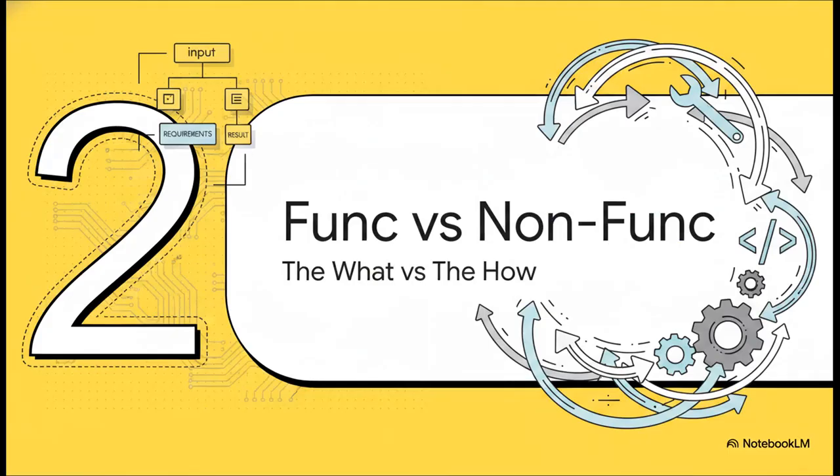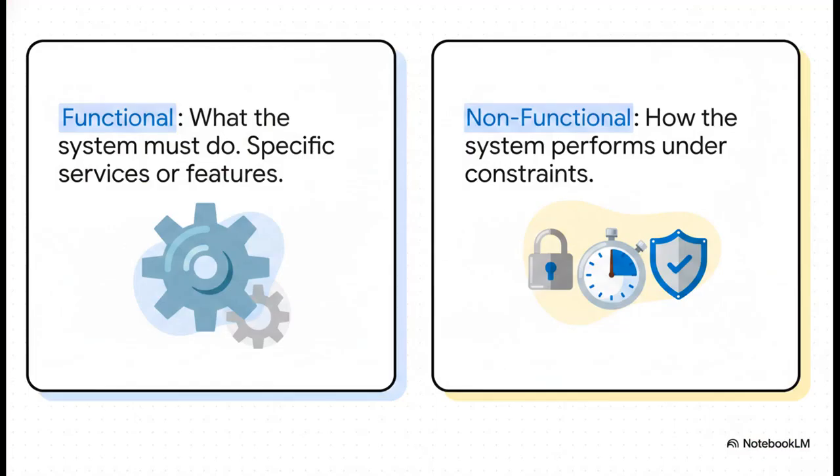Moving on to Section 2, Functional versus Non-Functional Requirements. This is absolutely crucial. Separating the what from the how is a vital mental model here. Master this distinction early on, and you are literally already thinking like a senior software architect. Let's break that down a bit more. Functional requirements. Those are the mandatory operations the software literally must perform. It's the actual services it provides.